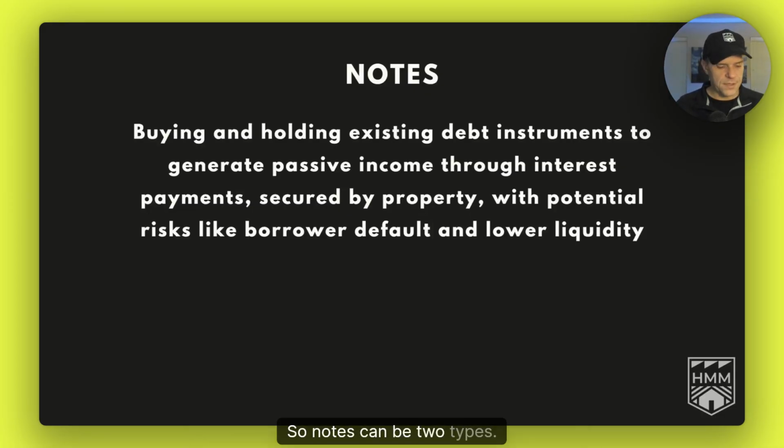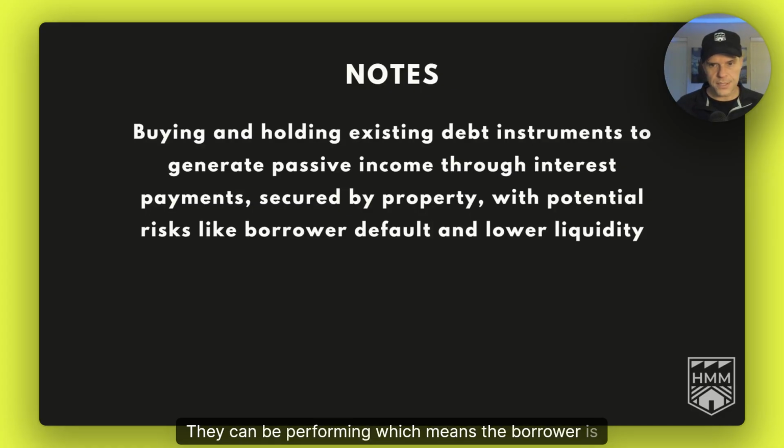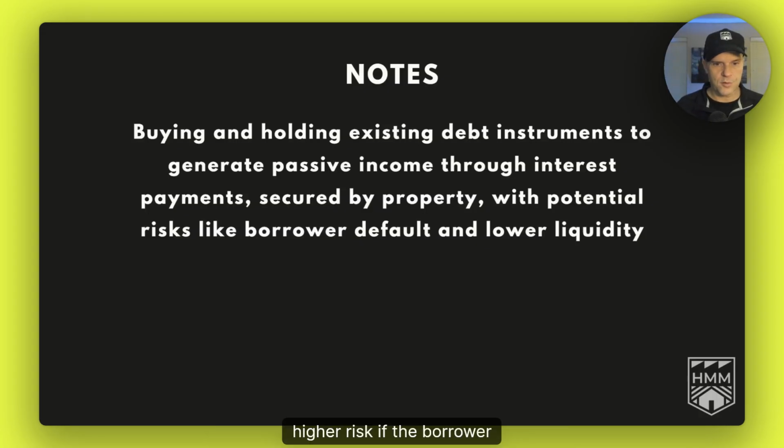So notes can be two types. They can be performing, which means the borrower is current on the payments and it's steady, reliable income every month. They also can be non-performing, which means the borrower is behind on the payments. These are going to be discounted, so they can offer higher returns, but definitely higher risk. If the borrower decides to stop paying, there's potentially a foreclosure in the future for something like this. So the security is, of course, the real estate collateral. That's going to provide a layer of protection for the owner of the note. The risks are just going to be, of course, the borrower stops paying, and the legal issues with potentially foreclosing on the property.